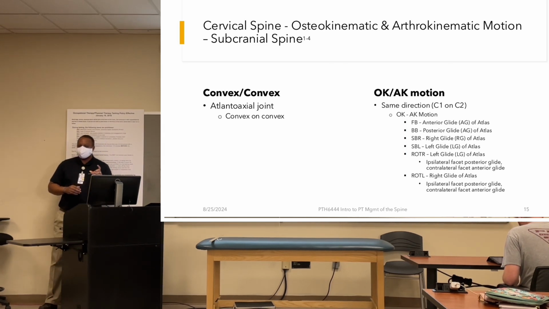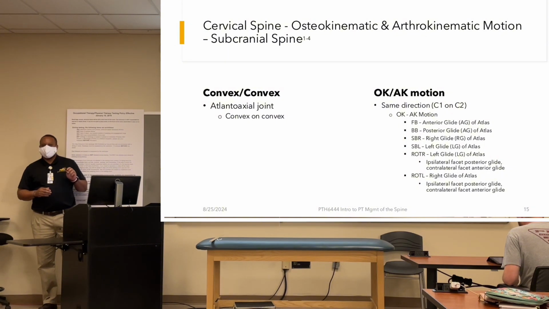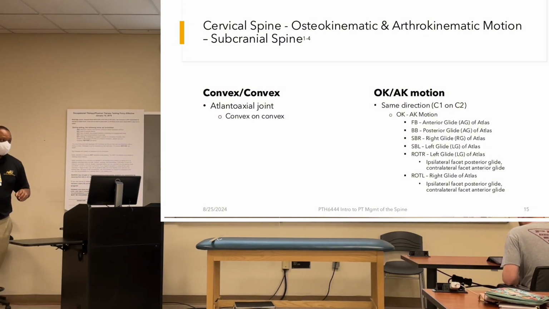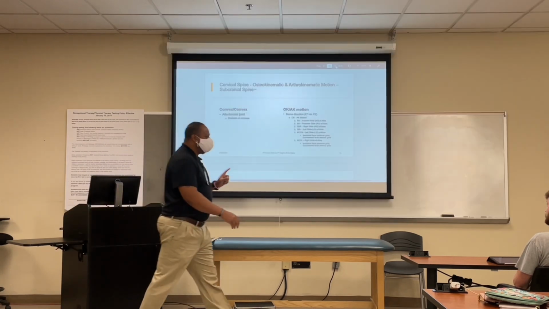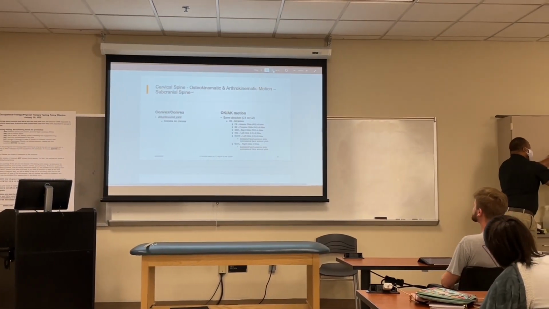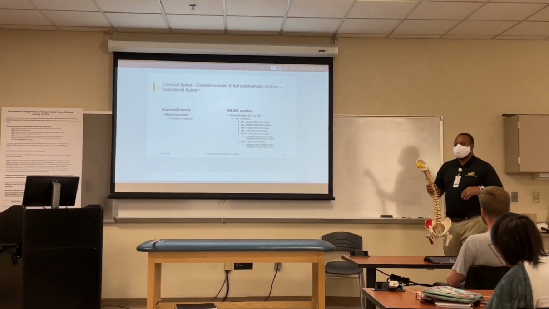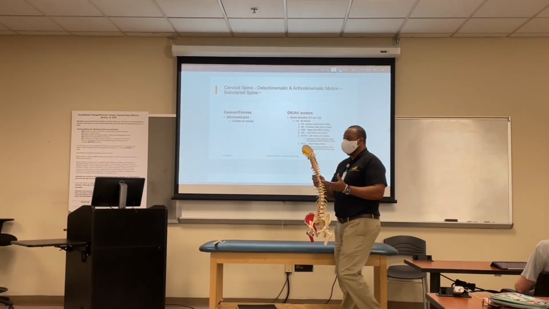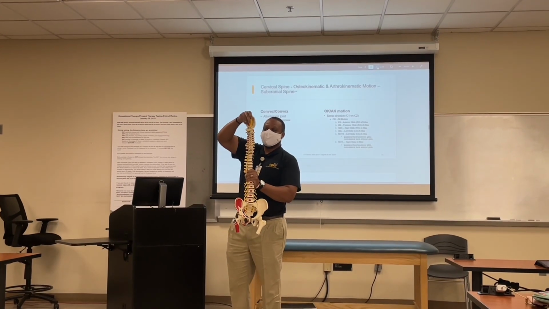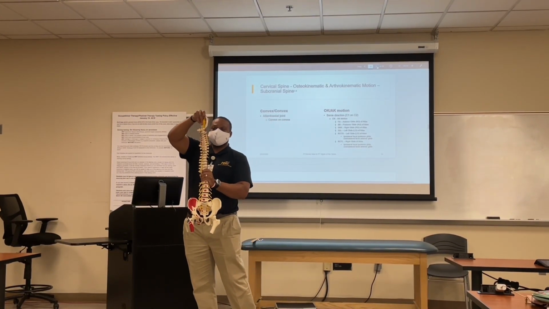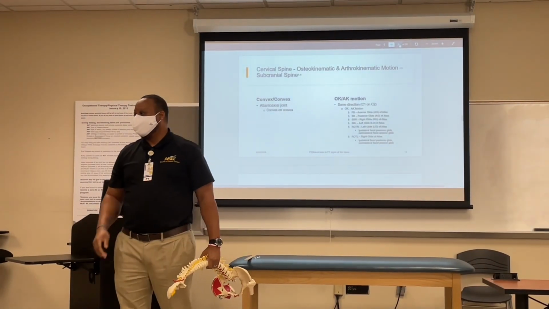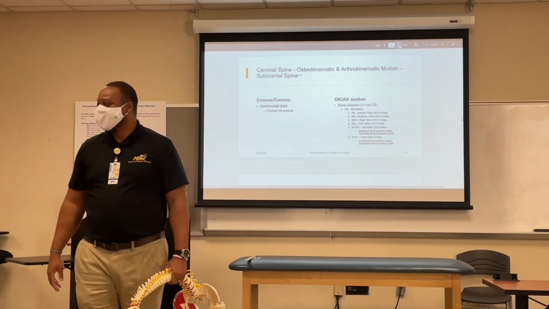Now, this is where the difference comes in with rotation. With rotation, there's something different that is going to occur, and so you need to remember this. With rotation of the subcranial spine and mid-cervical spine, if I rotate to the right, to achieve full rotation to the right, the atlas has to slide to the left, okay?